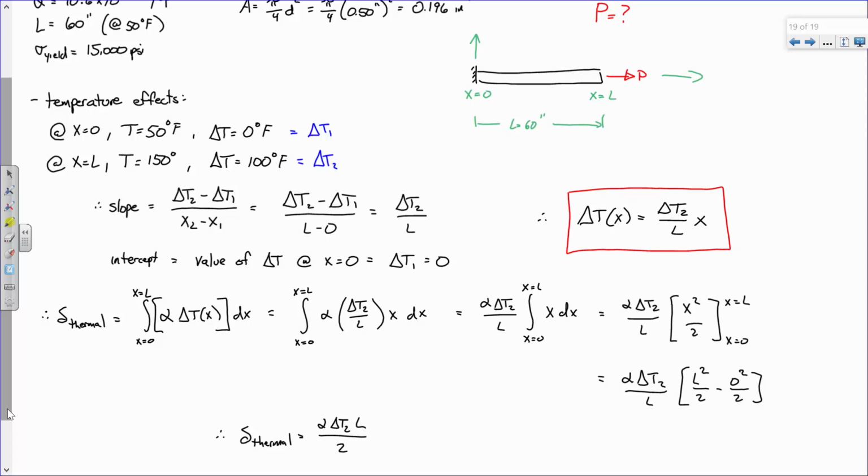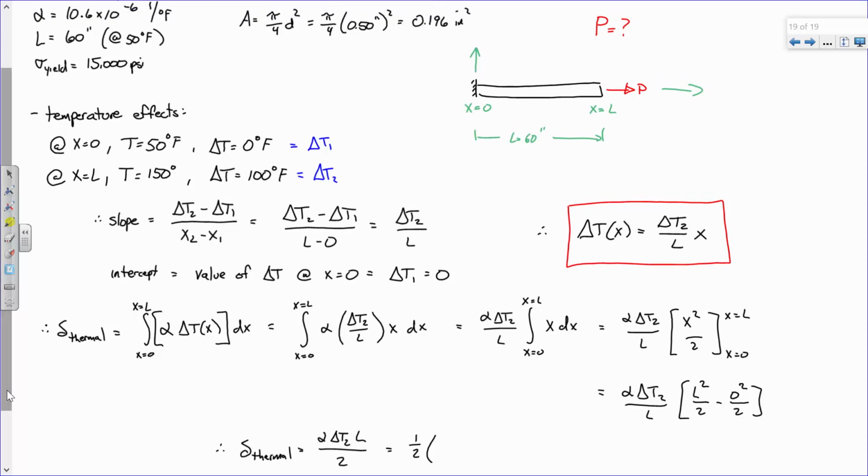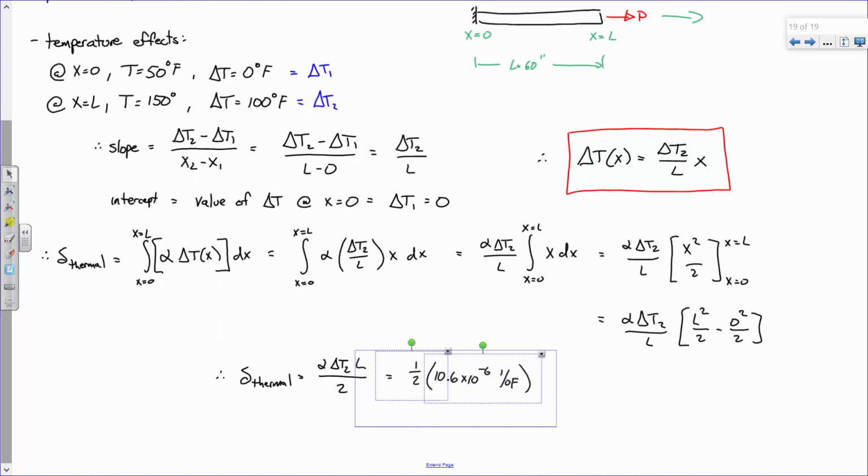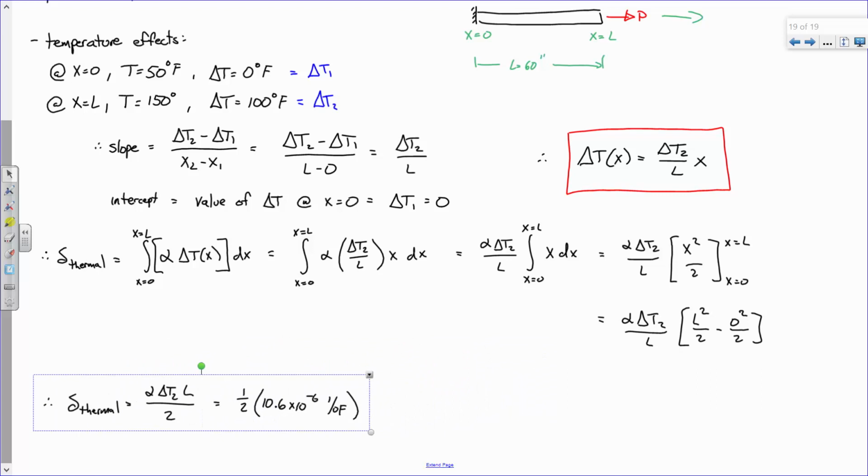Is that okay? Let's plug and chug, because we can calculate that now, right? We got everything we need. We got the alpha, the delta T2. Let's just go ahead and do that now. Let's see what we get. So we get 1/2 of alpha. Alpha is 10.6 times 10 to the minus 6, 1 per degree Fahrenheit. Here, let me move this down a bit so it's a little easier to see what's going on. Then we have 100 degrees Fahrenheit, and we have a length of 60 inches.